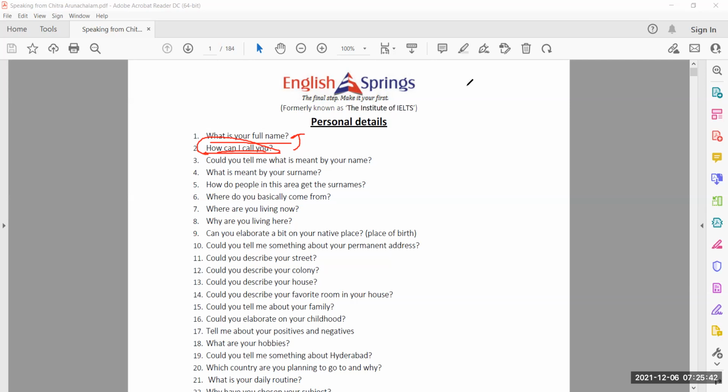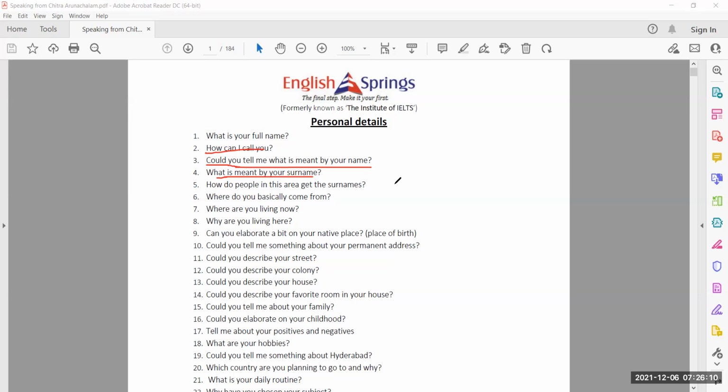So you can just say, you can call me Chitra, or else you can call me so and so, as my friends and relatives do. Make it very simple. Okay, and then, could you tell me what is meant by your name? So please do some groundwork. Okay, know the meaning of your name. If this question is asked, then you have to know, right? And what is meant by your surname?